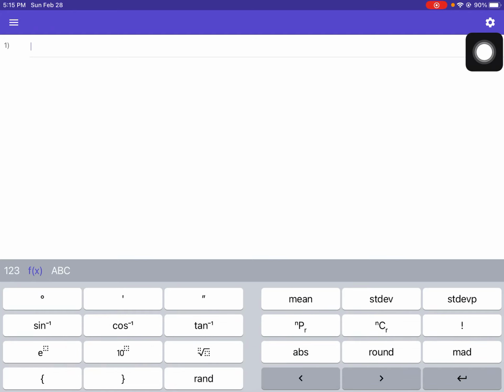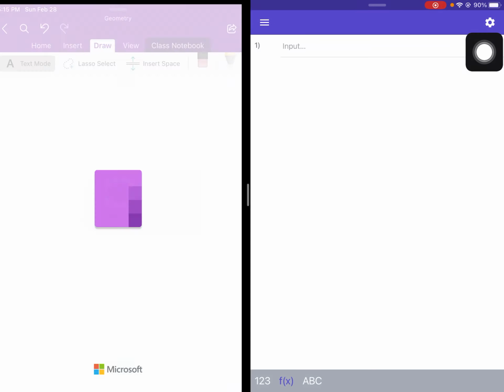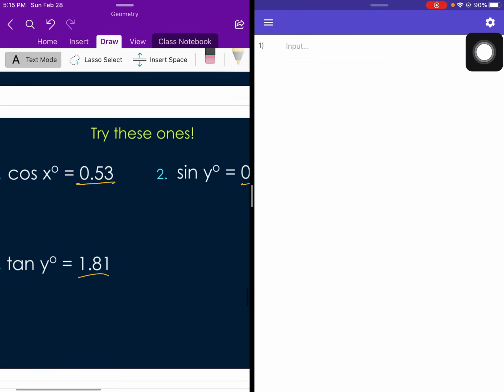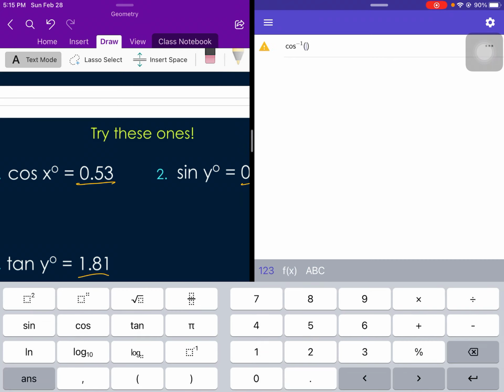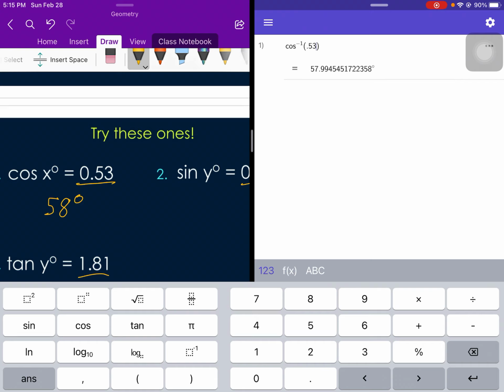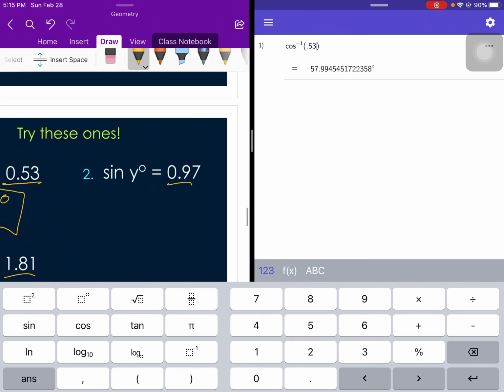So we want to find the angle where cosine of x equals 0.53. I'm going to type in cosine inverse 0.53, and there we go. I get 57.99, so we're going to round it here. That's just an angle. What it does is it looks at the ratio of the side lengths and gives you the closest angle possible for those.